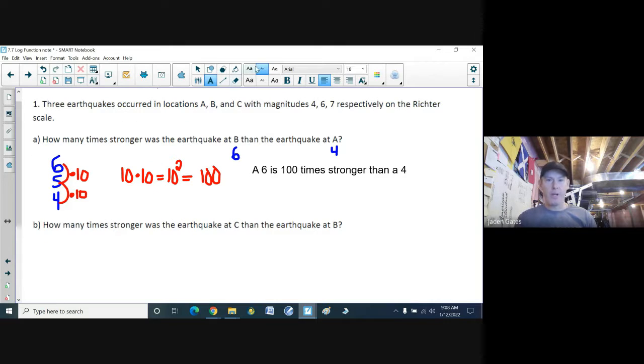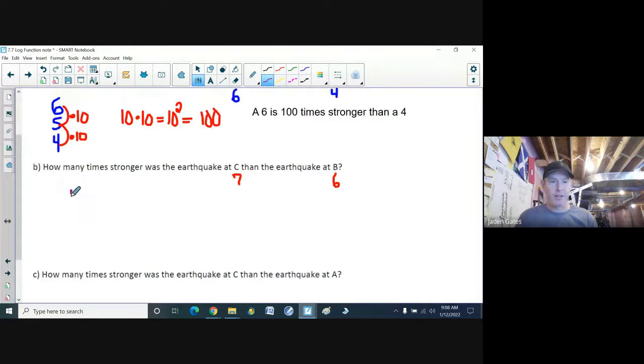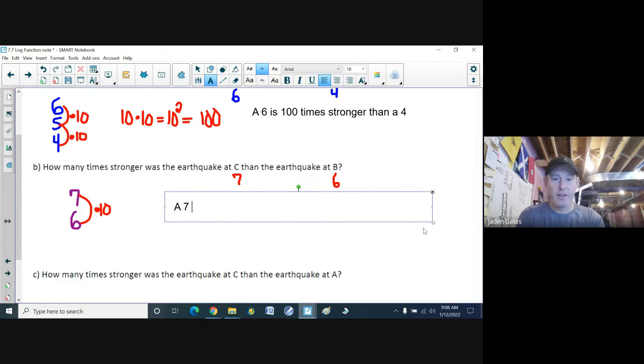Then we get to B. How many times stronger was an earthquake at C, which is a 7, than B, which is just a 6? All right, well, if I'm comparing a 7 and a 6, there's a 7, there's a 6. Again, the Richter scale goes up by ones. Well, if we're only comparing a 6 to a 7, there's only one jump. So it's only times 10. And so a 7 is 10 times stronger than a 6.